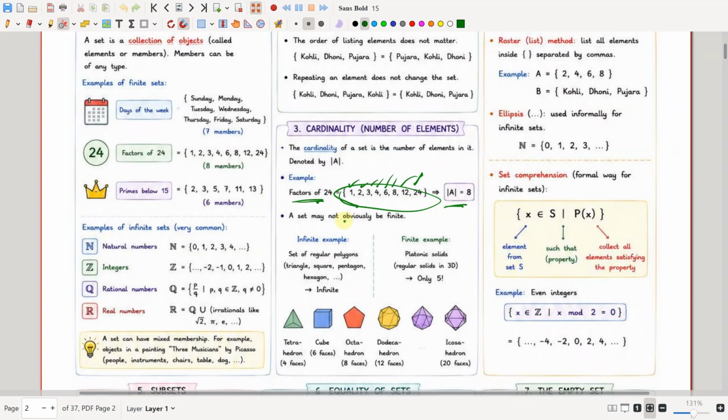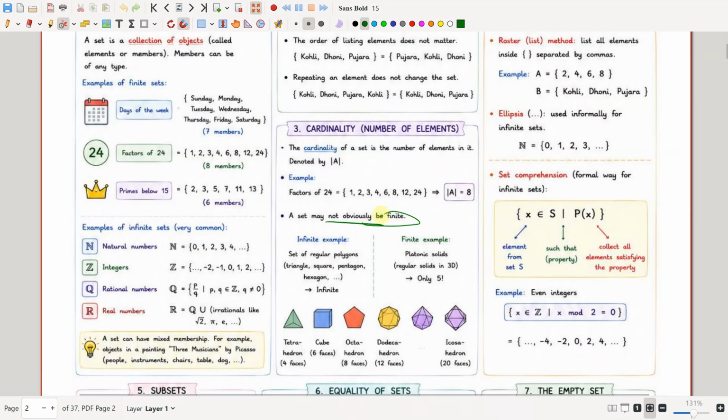Okay, and a set may not obviously be finite. It can sometimes be indirectly infinite also. See here, for an infinite example, a set of regular polygons. It will be like a triangle, square, pentagon, hexagon, etc. And for finite, you can use the platonic solids, which are regular solids, only five of them. So this is an example for infinite and this is an example for finite.